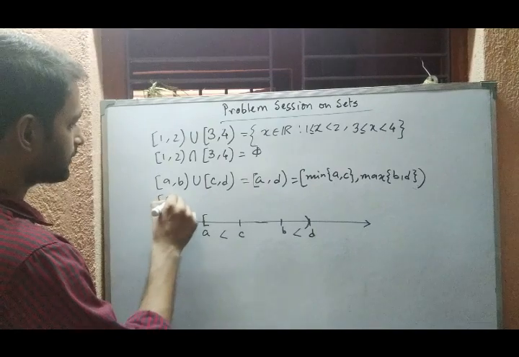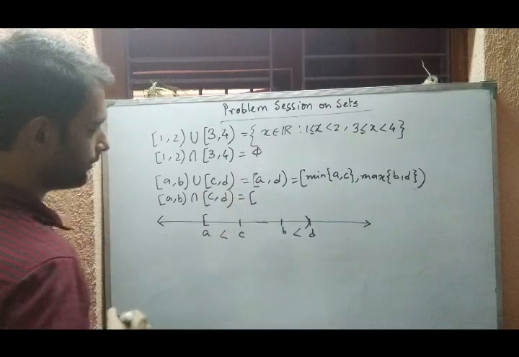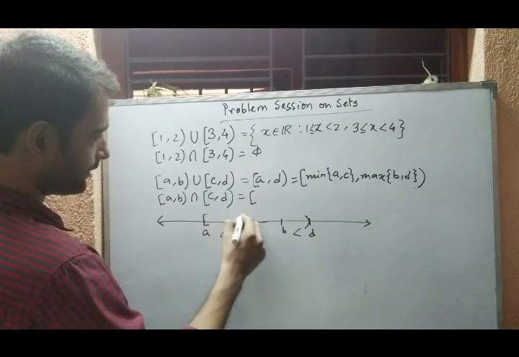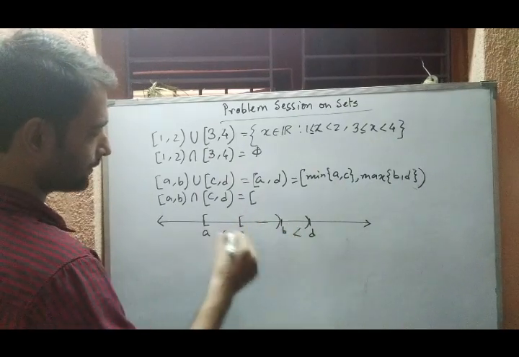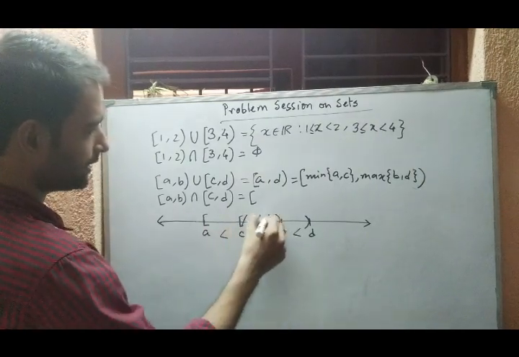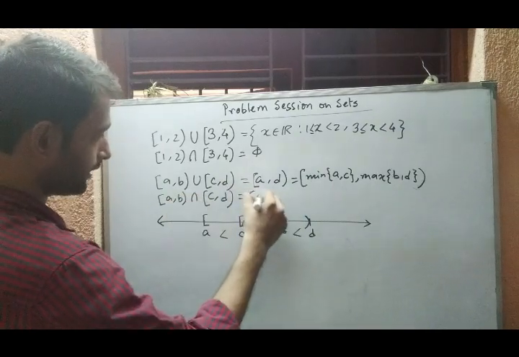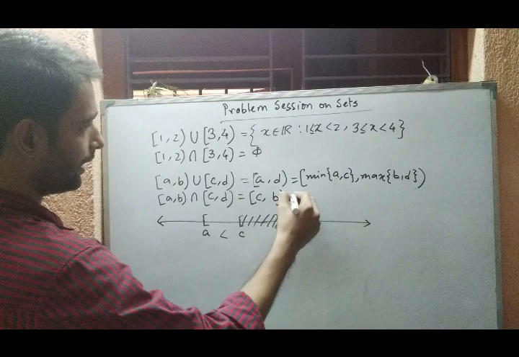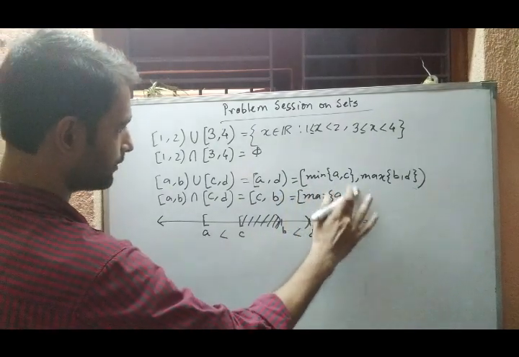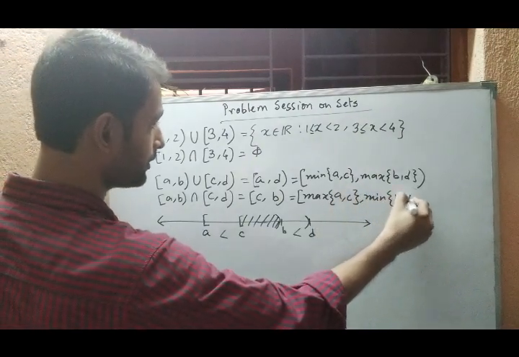Okay, and for the intersection, this will be the intersection. So we will take c and b here, because this is coming in the intersection. We can write it as [c, b), and this can be written as the maximum of a and c, and the minimum of b and d.